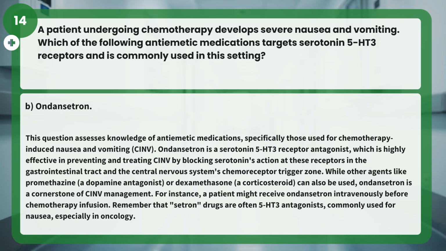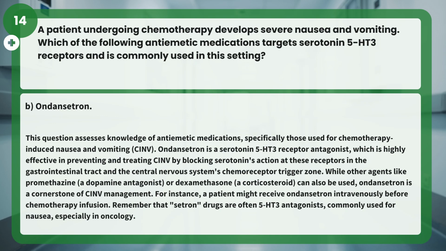Answer, B. Ondansetron. This question assesses knowledge of antiemetic medications, specifically those used for chemotherapy-induced nausea and vomiting, CINV. Ondansetron is a serotonin 5-HT3 receptor antagonist, which is highly effective in preventing and treating CINV by blocking serotonin's action at these receptors in the gastrointestinal tract and the central nervous system's chemoreceptor trigger zone.